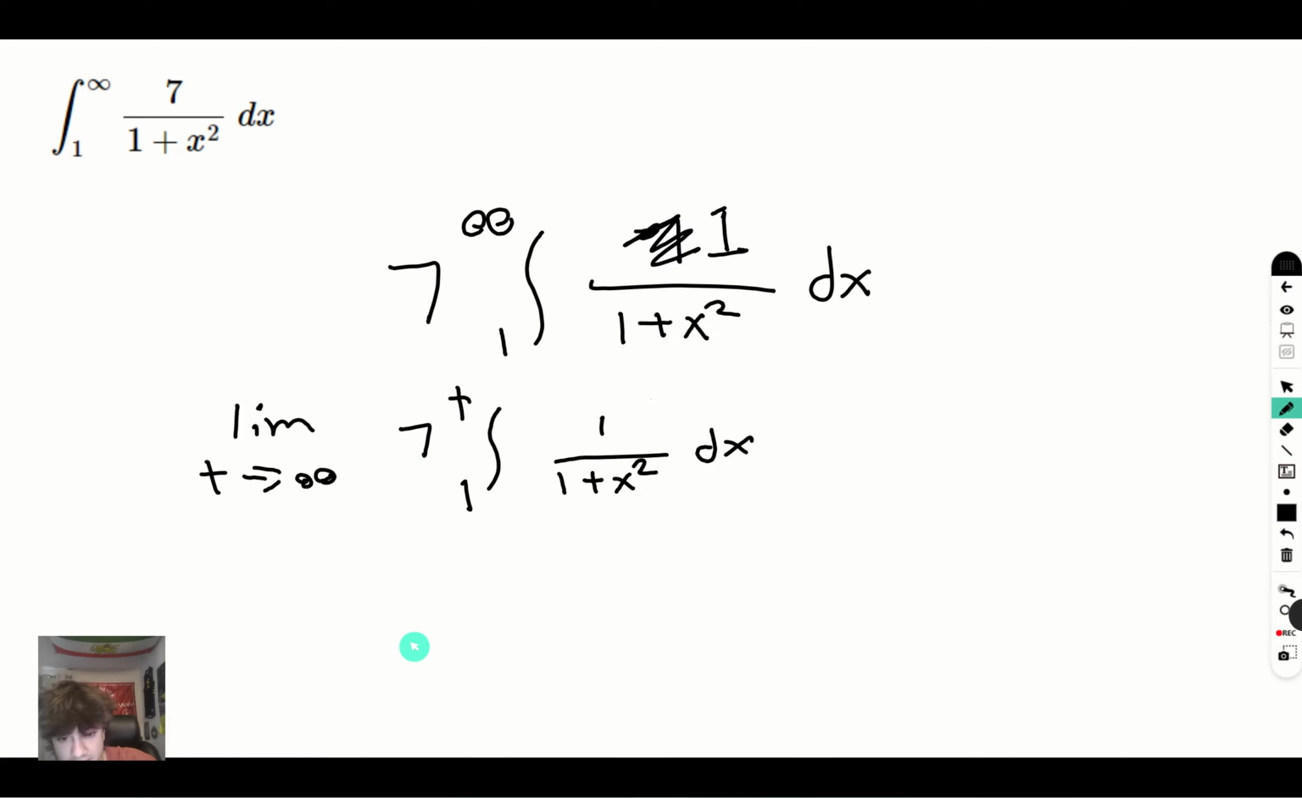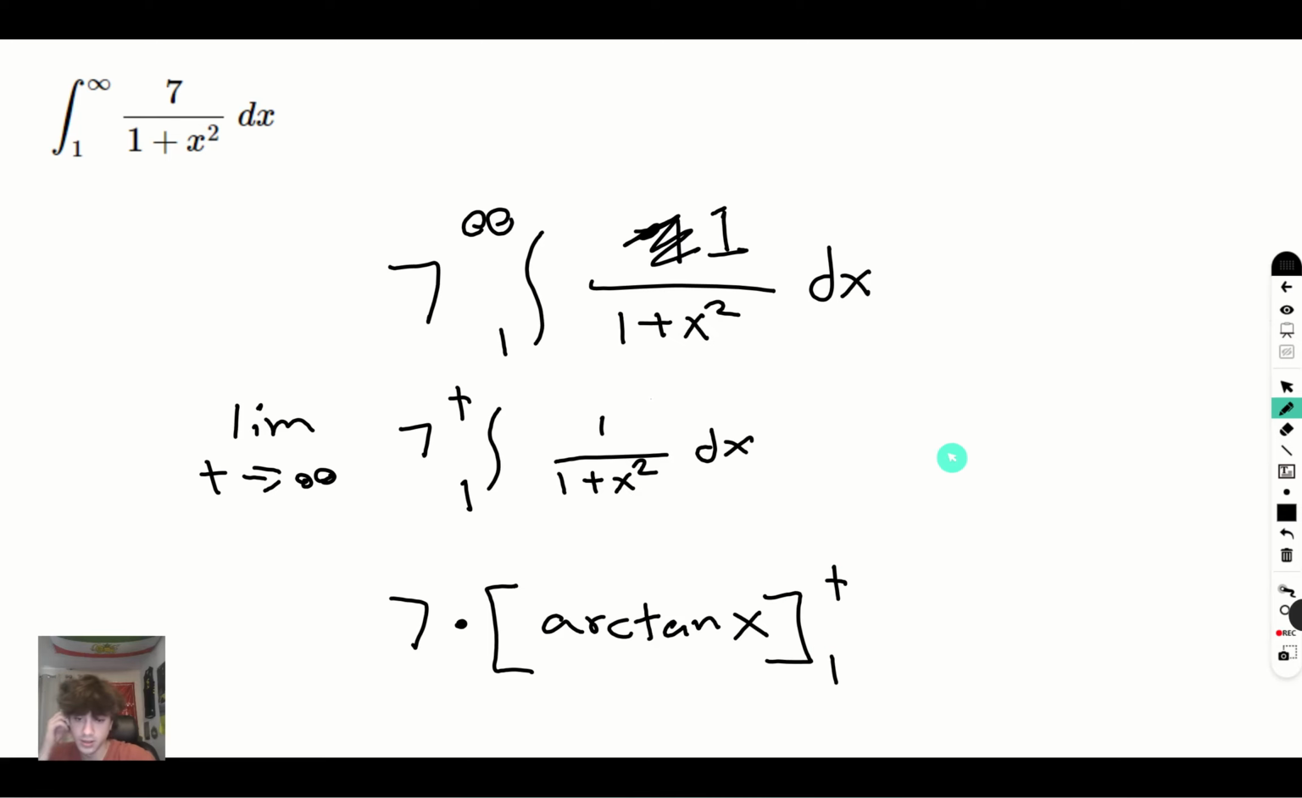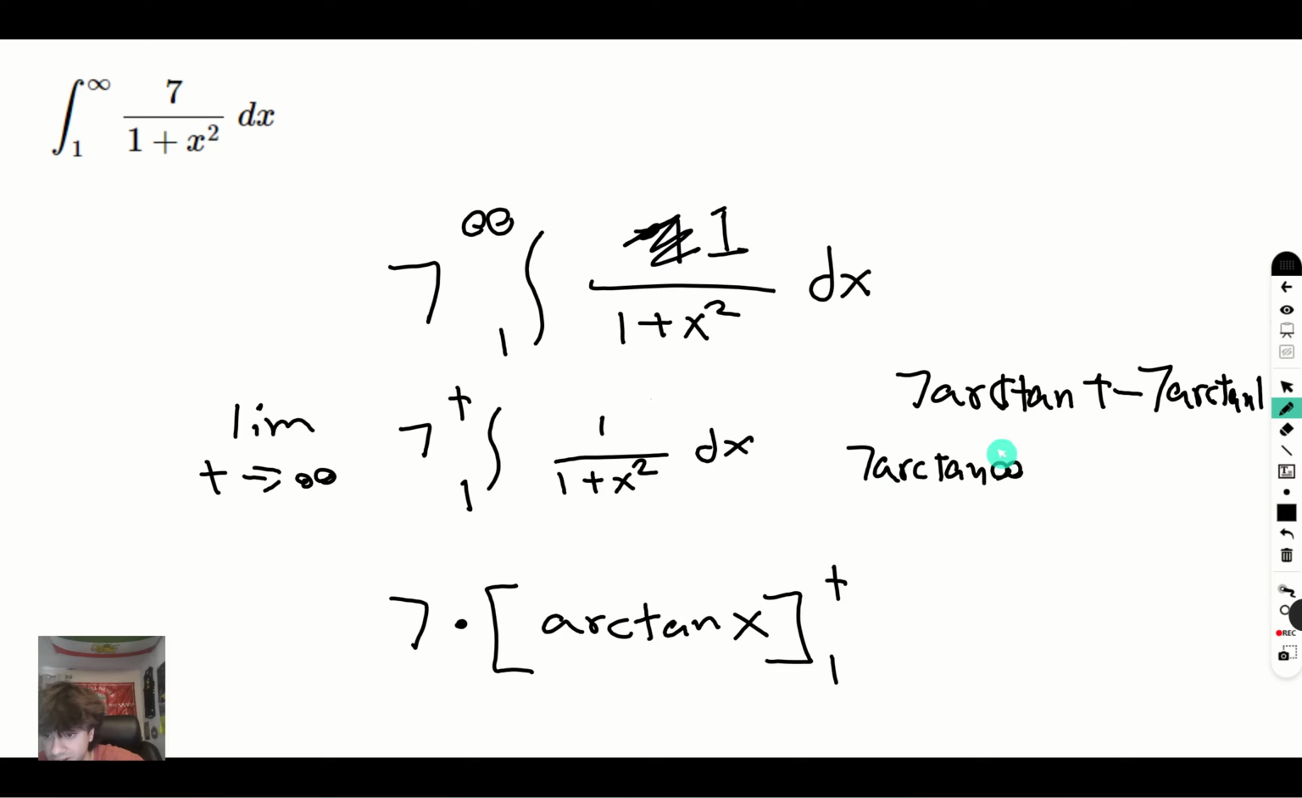So we get 7 times arctan x evaluated from 1 to t. So we get 7 arctan t minus 7 arctan 1. There you go. 7 arctan t is going to be 7 arctan infinity, as we bring the infinity back in, minus 7 arctan 1.